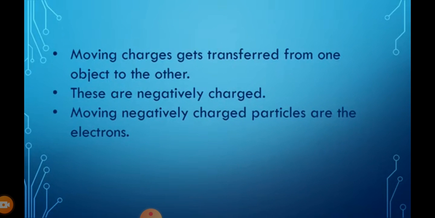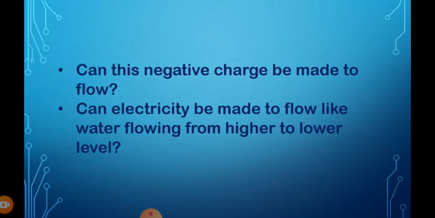Moving charges get transferred from one object to the other. These are negatively charged. Moving negatively charged particles are the electrons. Can this negative charge be made to flow? Can electricity be made to flow like water flowing from a higher to a lower level?